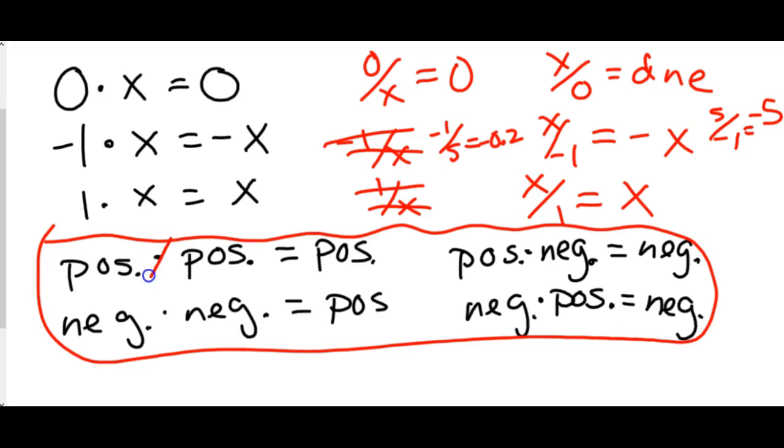Positive divided by positive is still positive. Negative divided by negative is still positive. Positive divided by negative is still negative. Negative divided by positive is still negative.